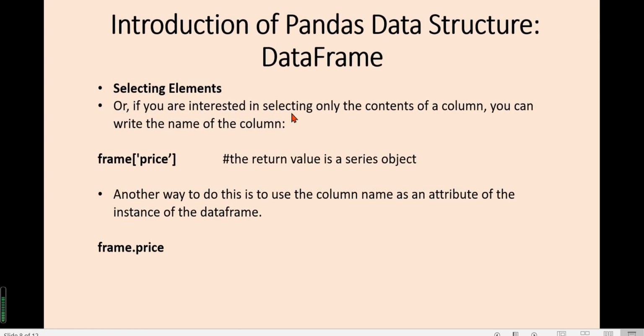Or if you're interested in selecting only the contents of a column, you can write the name of the column. So for example, we use frame bracket, then inside the bracket we write the name of one column. This will return a Series object with the index and the values only for this column. Another way to do this is to use the column names as attributes of the instance of the DataFrame. We can also write frame.price. We'll get the same result as this one.